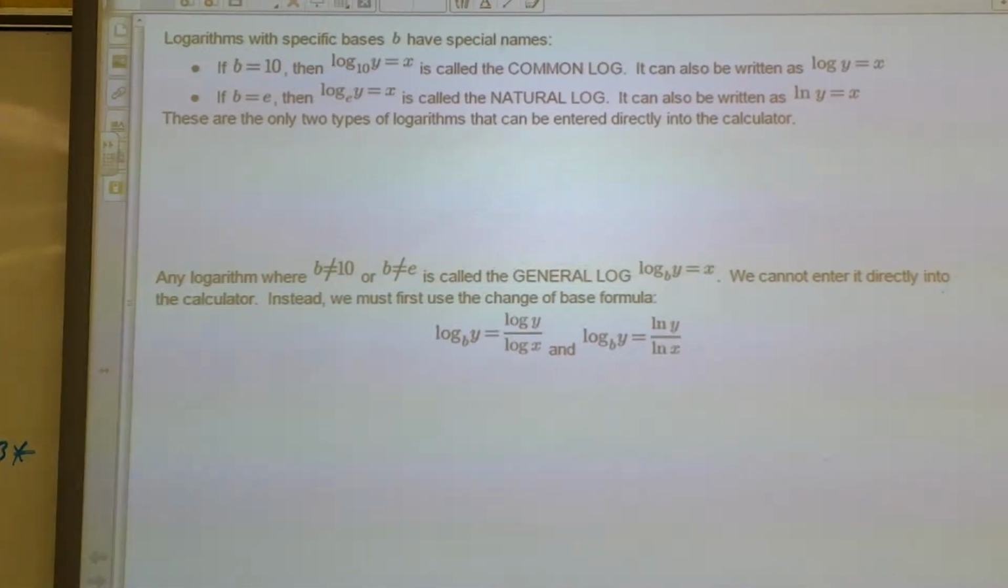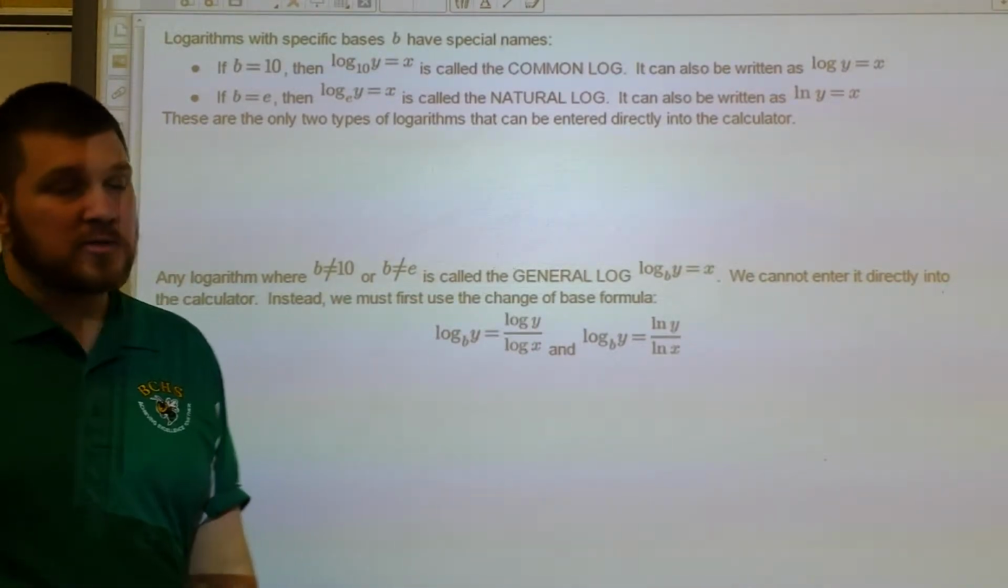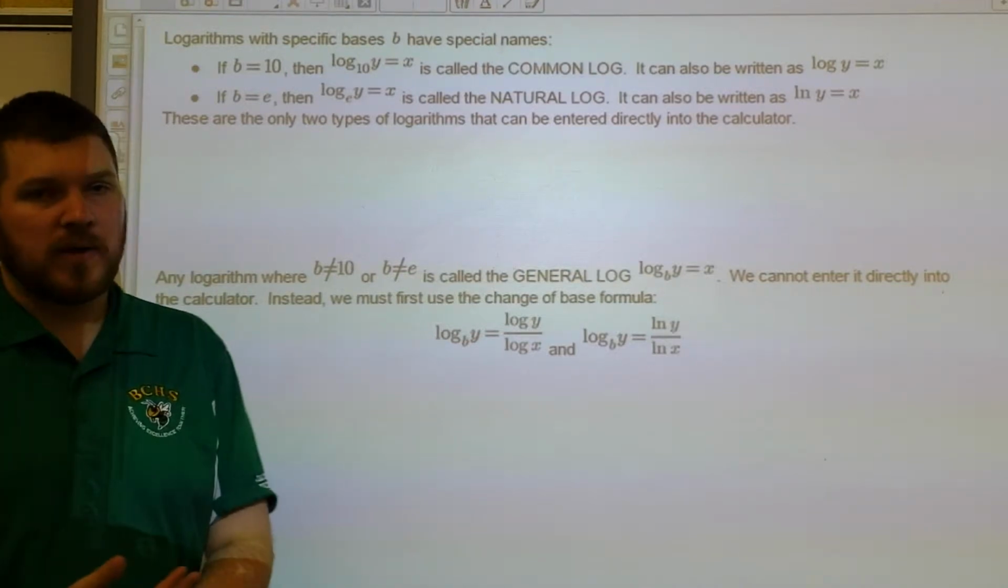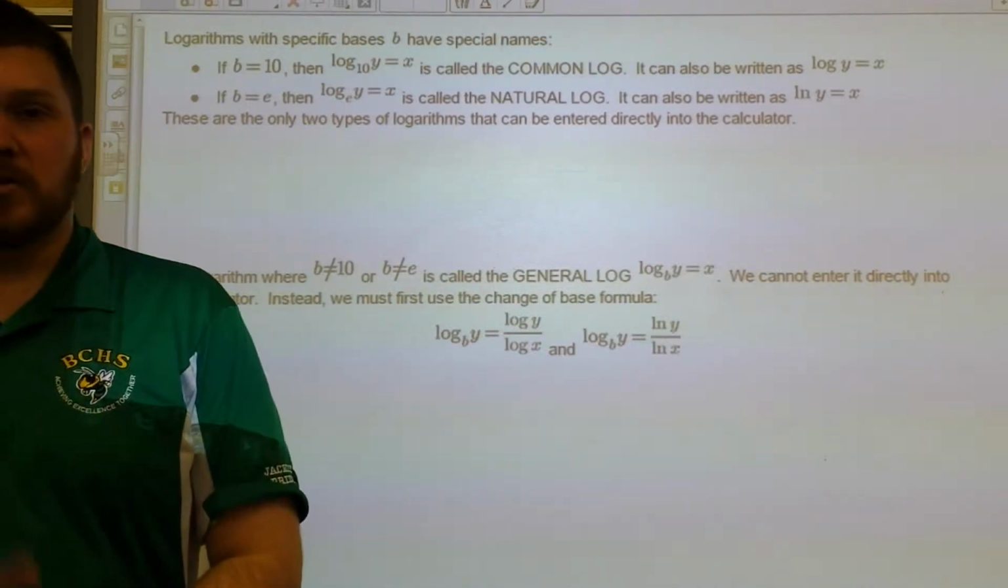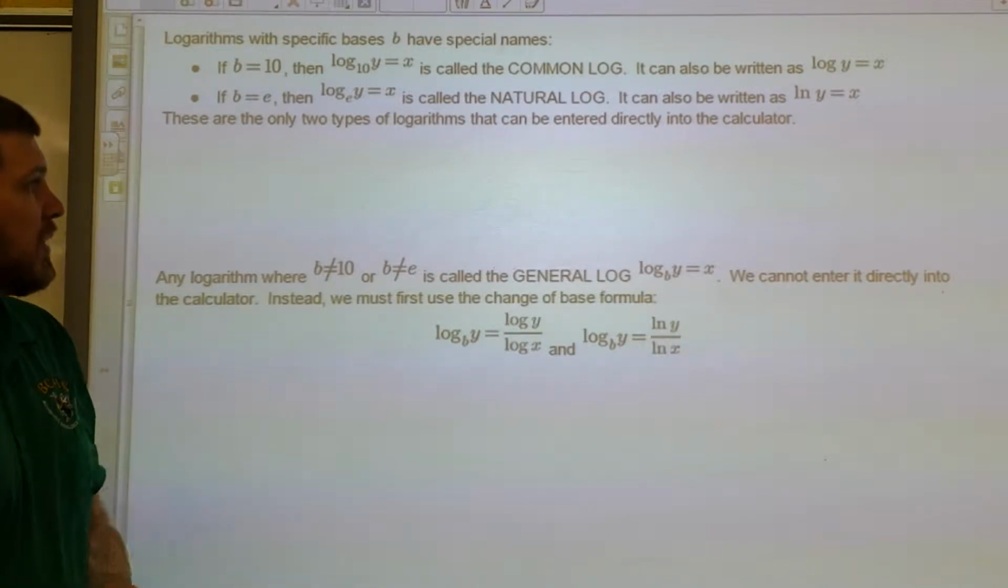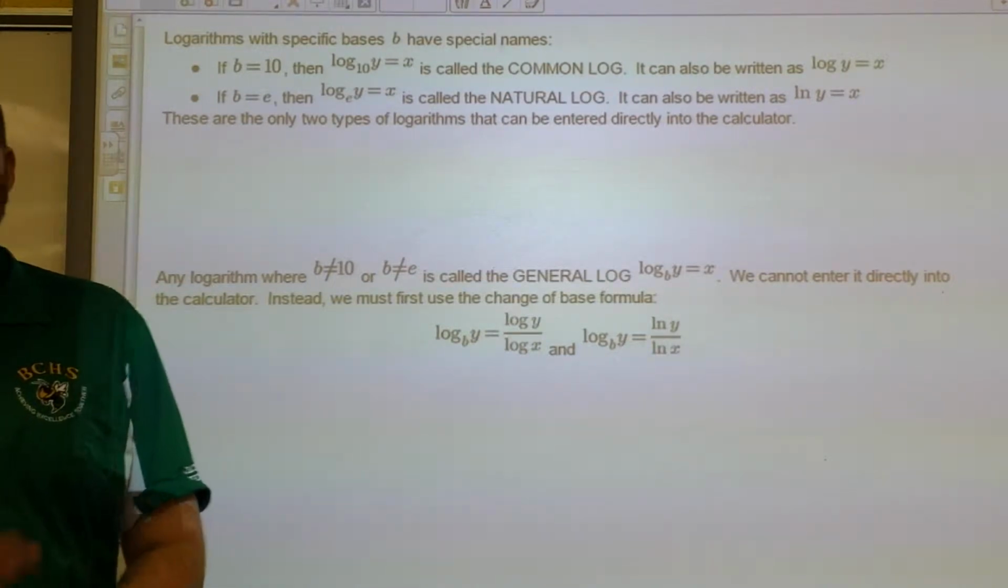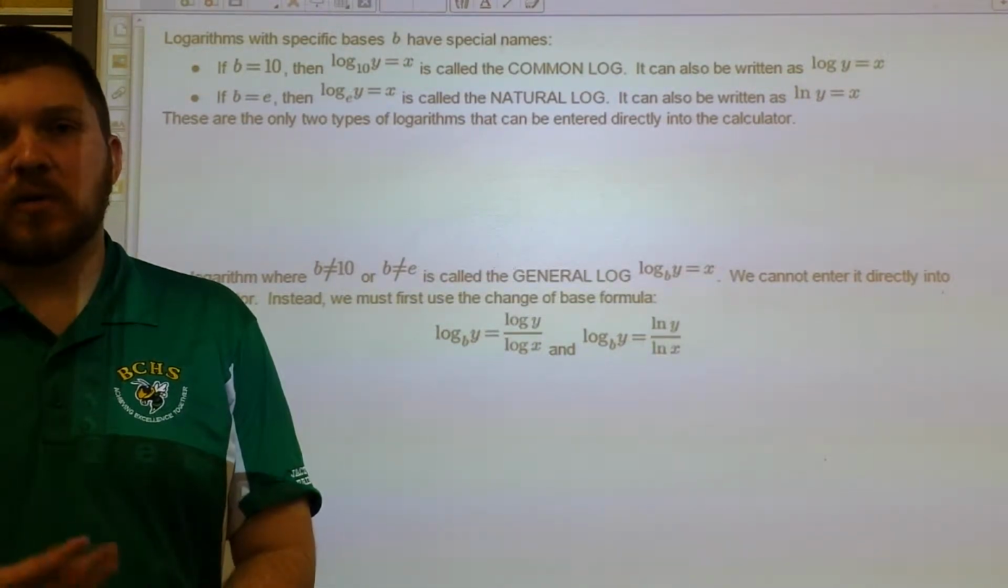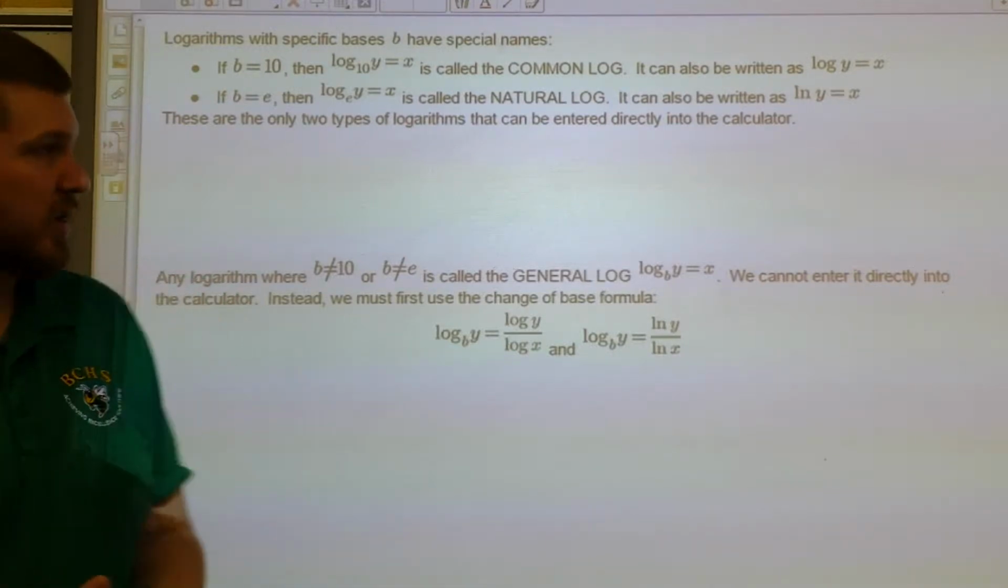So before we do that, though, we want to talk about specific logarithms. Logarithms that have special bases have special names. And there's only two of them. We have the common log and natural log. These are the only two types of logs that you can enter directly into your calculator.